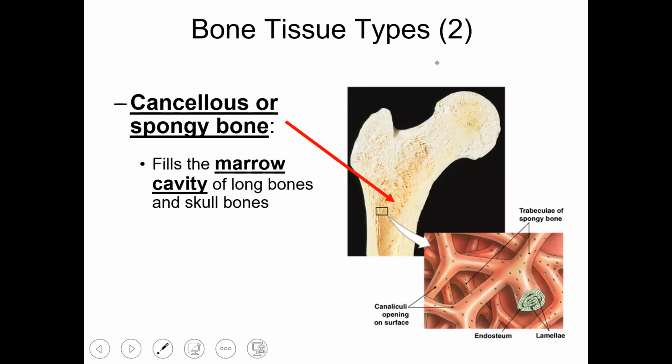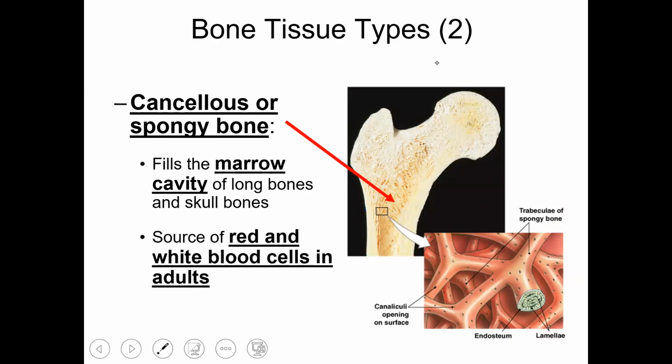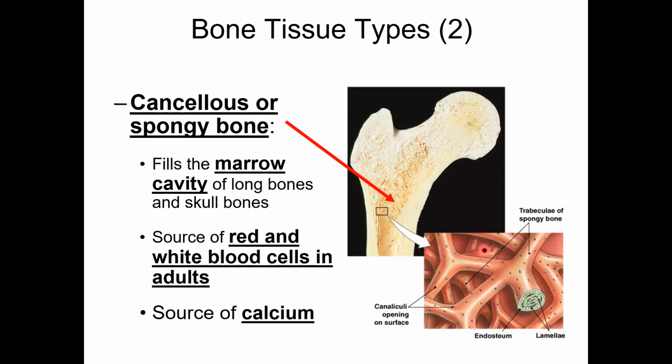Spongy bone is in the epiphyses, or the ends of the long bones. It's in the whole cavity of the skull, in between the two layers of skull bones. And this is really where blood cells are going to be coming from, in these little spaces there. This is also where we're going to borrow calcium from later.